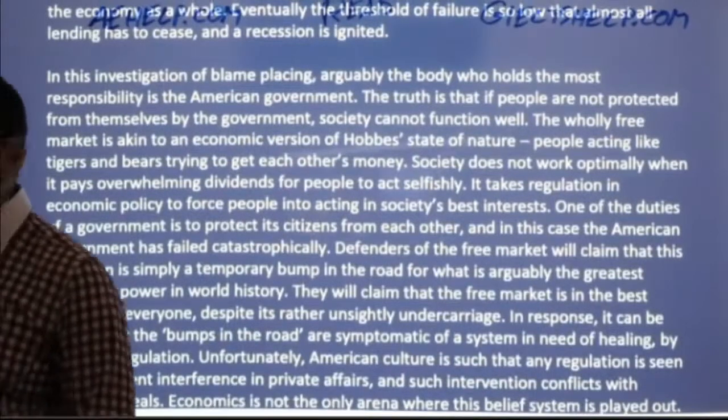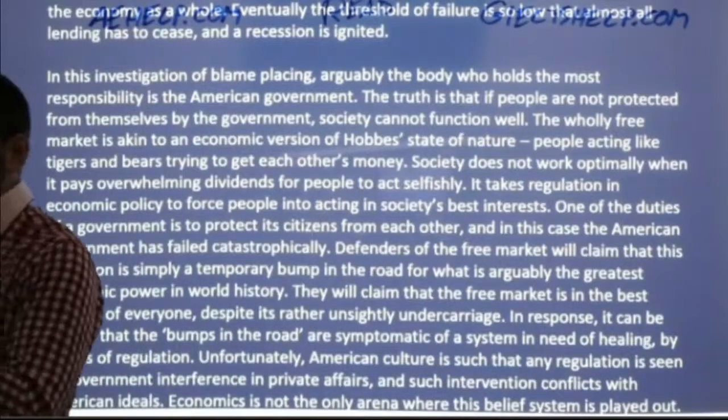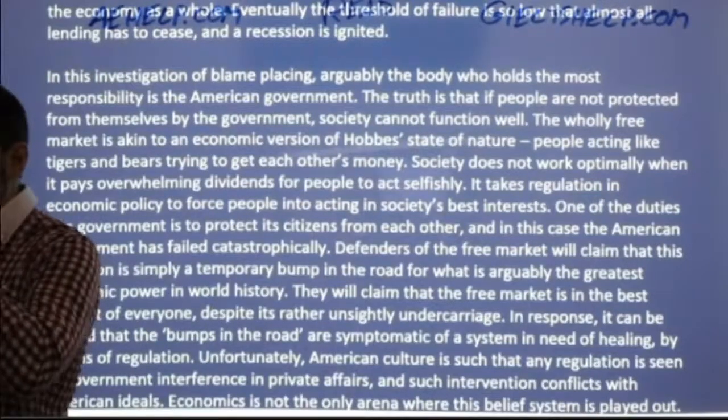All right, let's do this. So let's read the next one. I'm guessing it's going to be about the government.